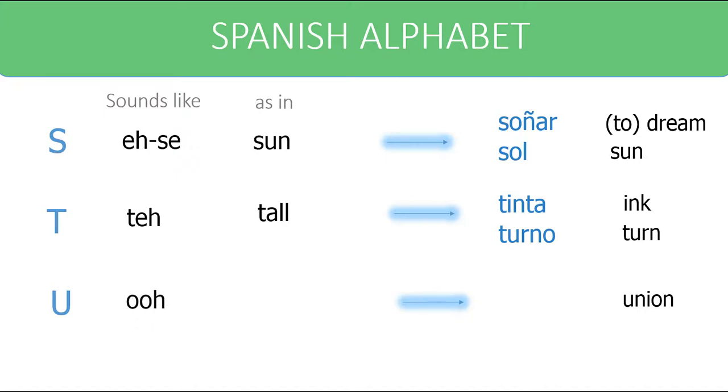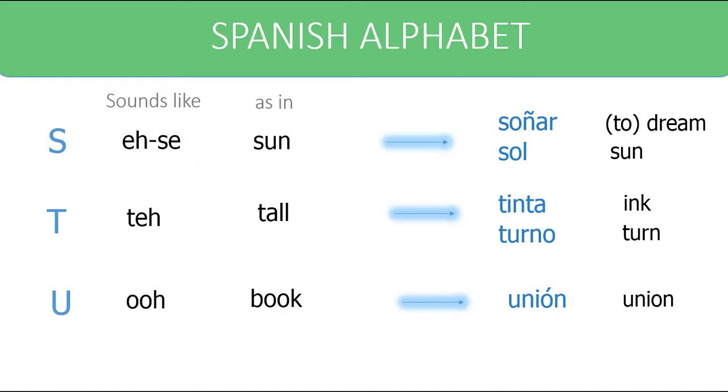Next is the letter U, which in Spanish sounds like "u," as in "book." So an example will be the word "unión," which means union.